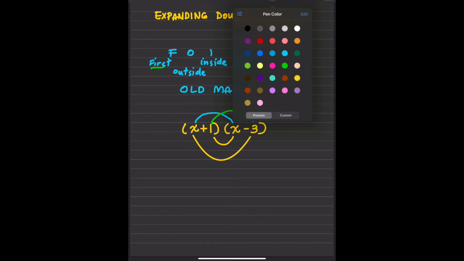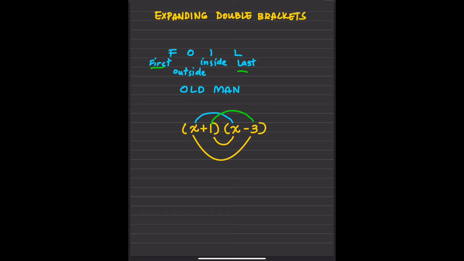So let's do the eyebrows. The first terms, x times x is x squared. The last term is 1 times negative 3 is negative 3 because positive times negative is negative. So let's do the inside, which is 1 times x, which is 1x. And the outside would be x times negative 3. Positive times negative is negative.